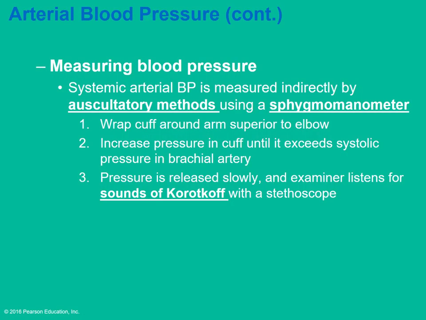To measure the blood pressure, usually what you're going to do is use a stethoscope. You need to listen. You're going to use your sphygmomanometer, which is basically the blood pressure cuff, the fancy name that we use for that. You're going to wrap it around the arm above the elbow, and you're going to increase the pressure in the cuff and then slowly release it, but not too slow. And you're listening with the stethoscope for this.